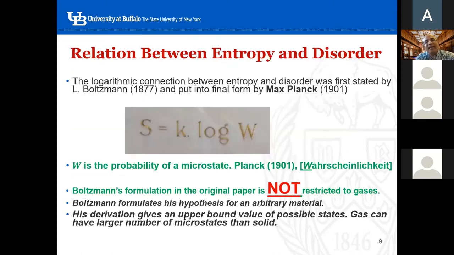Now, after Boltzmann died, Max Planck in 1901 actually showed that instead of using the number of microstates, if you use the probability of a microstate happening, omega, which is the initial for Wahrscheinlichkeit, which is the German for probability, he ended up with the same equation. So you don't need to worry about the number of microstates, just the probability of a microstate, because it's always easier to deal with the probability of a state happening than the number of states.